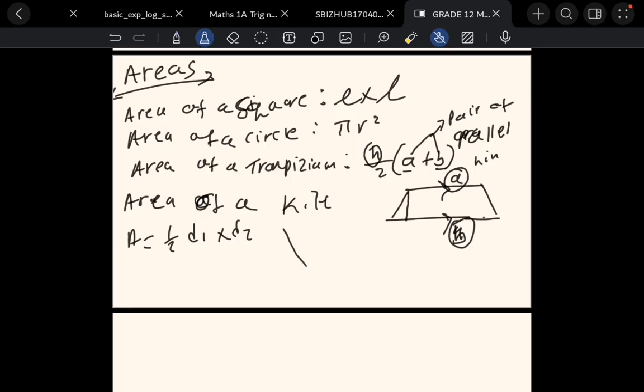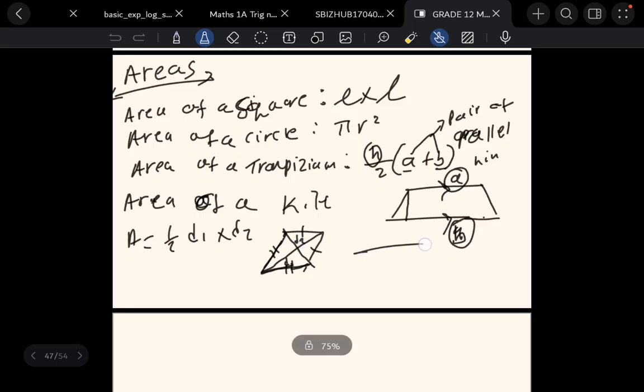Now a kite, that is a kite. This side is equal to that side, this side is equal to that side. To calculate that area, you need this diagonal, and you also need the other diagonal. So you can just call this longest one d1 and this short one d2.